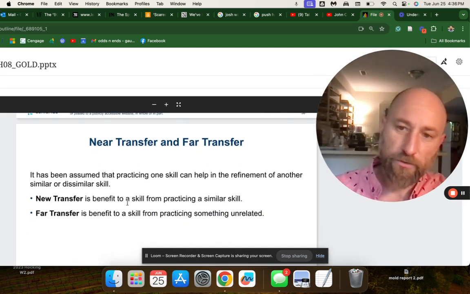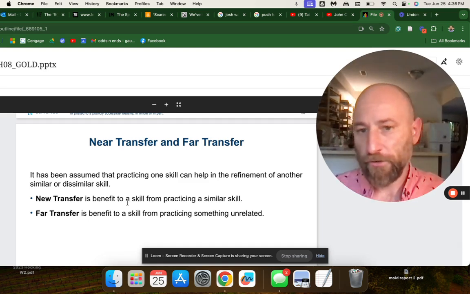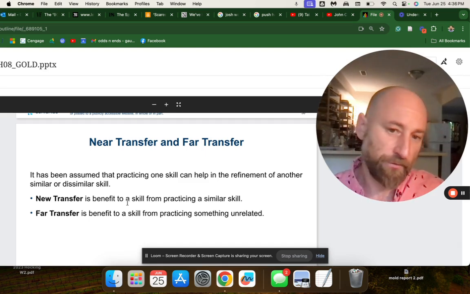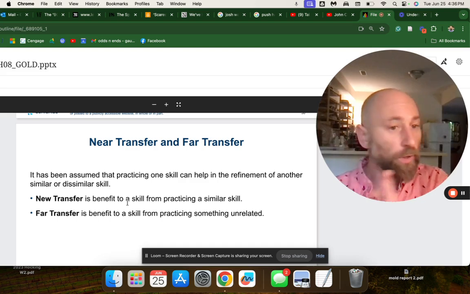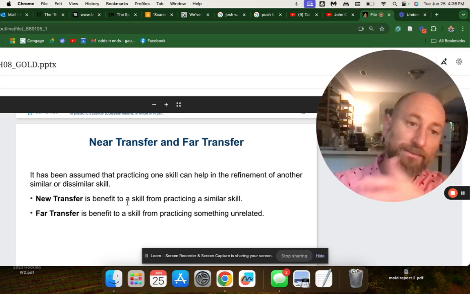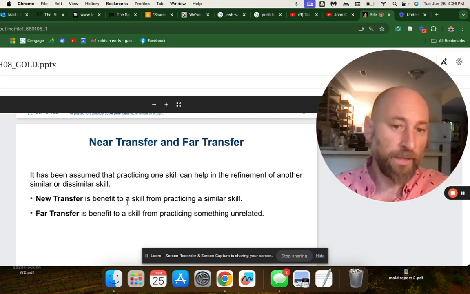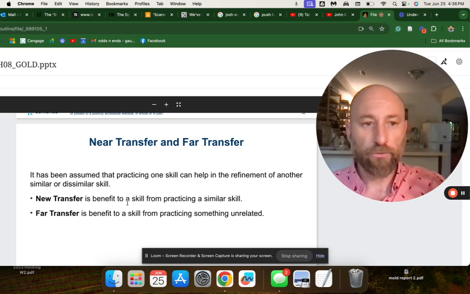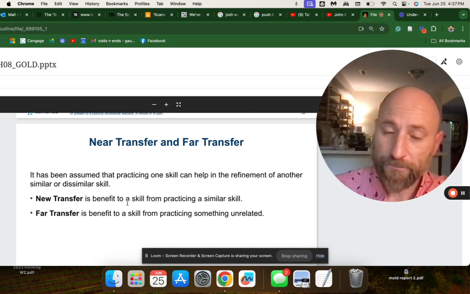Near and so it's basically about the transfer of skills from one area to another. Near transfer is a benefit from a skill from practicing a similar skill. Far transfer is a benefit from skill to practicing something unrelated. So if you're practicing, say, one basketball move, it might help you with a similar basketball move, but then you might also get better at playing basketball by practicing holding your breath underwater to sort of learn how to calm down your nervous system under a stressful situation.